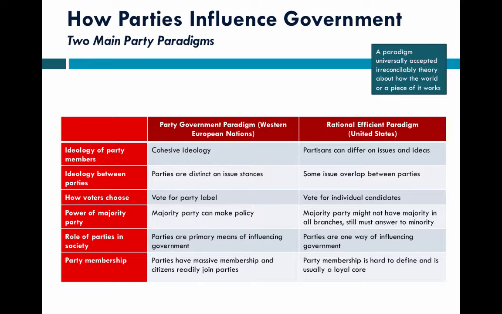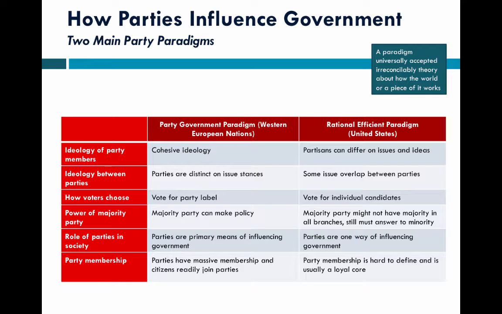And the roles of the party are different. In the party government paradigm, the parties are the primary means of influencing government, and as a result, they have massive membership and participation. But in the US, the parties are only one way of influencing government. We have interest groups and individual ways of contacting and influencing our members of Congress and elected officials. So party membership is hard to define. It's not consistent, and it's usually a loyal core with circles of influence moving outward.